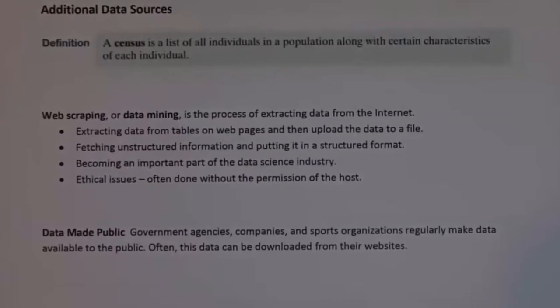So a census is a list of all individuals in a population along with certain characteristics of each individual. Truly, a census would be the best way to obtain information that we're wanting for our research. The trouble is, censuses are not practical. We have the United States Census every 10 years.